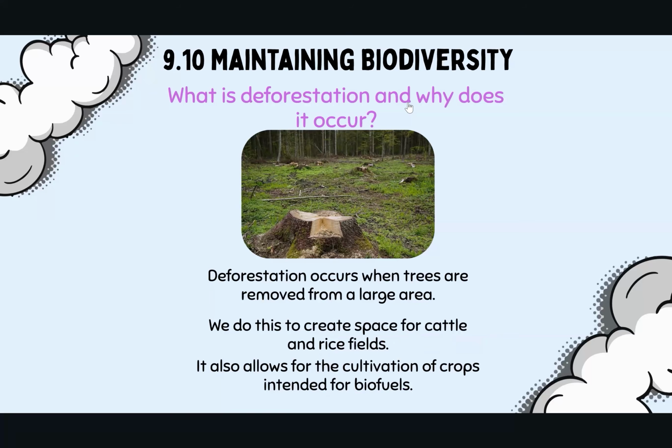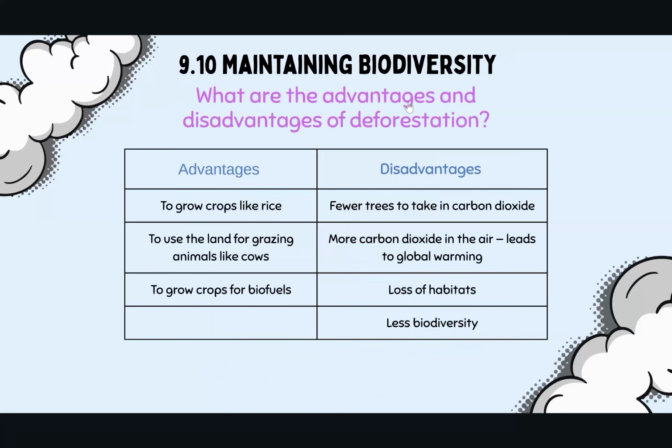So the advantages of deforestation are it allows us to grow crops in farms, rice being an example, to use the land for grazing animals like cows, and to grow crops for biofuels. But on the disadvantage side, now you've got fewer trees to take in carbon dioxide. That means more carbon dioxide in the air, so that can lead to global warming, massive loss of habitats, and there's less biodiversity.